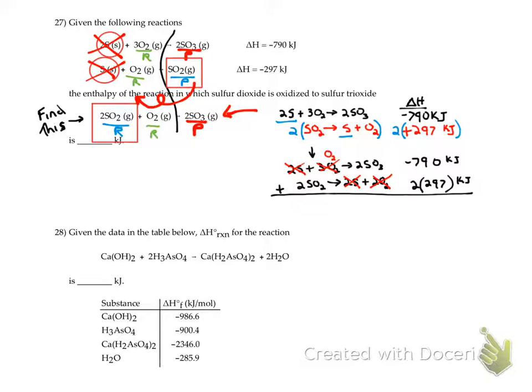Now I can add both the equations together and also add the enthalpies of each reaction. So I add both the equations together and I get the third equation that I'm looking for: 2SO2 plus O2 yields 2SO3 with the enthalpy of negative 196. That means it's exothermic. And that's it. Thank you.